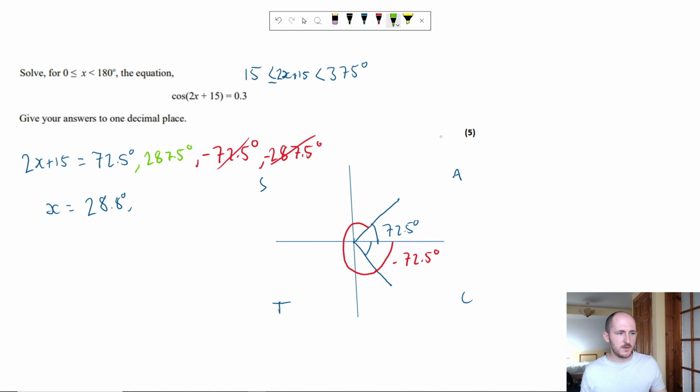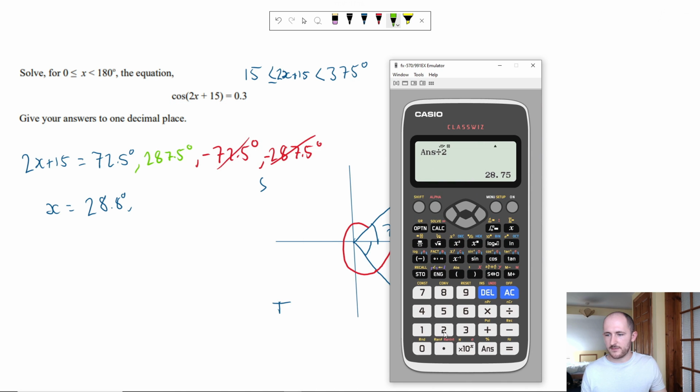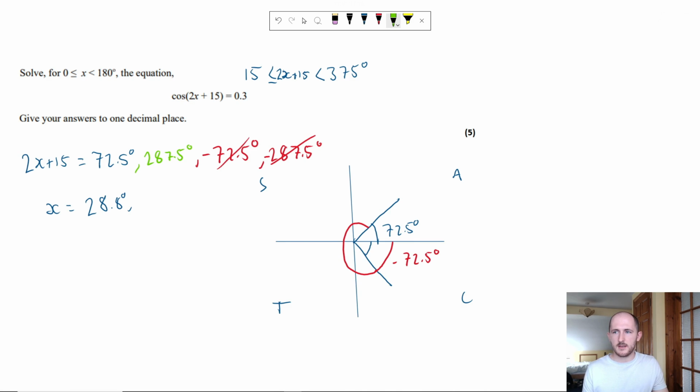And for the next one, we're doing the exact same thing. So 287.5 minus those 15 degrees and then divide by 2. 136.25, so 136.3. Those are your two answers. 5 marks, man.